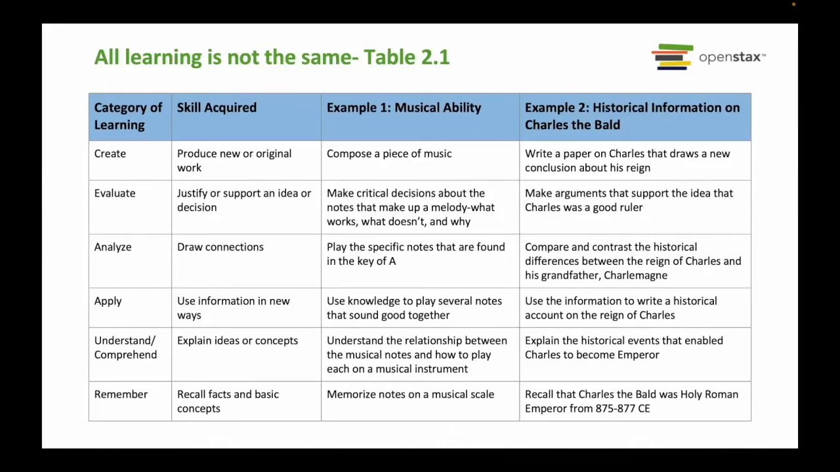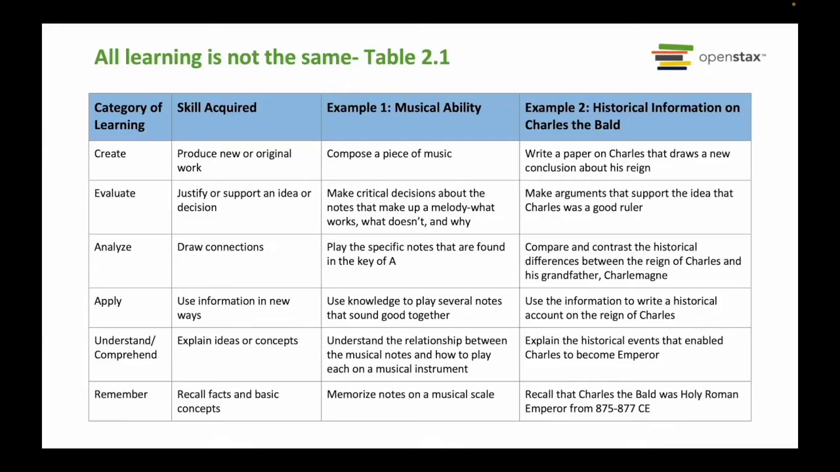Next, analyze. Skill acquired is drawing connections. Example 1, play the specific notes that are found in the key of A. Example 2, compare and contrast the historical differences between the reign of Charles and his grandfather, Charlemagne. Next is apply. Skill acquired, use information in new ways. First example includes use knowledge to play several notes that sound good together. And example 2, use the information to write a historical account on the reign of Charles.